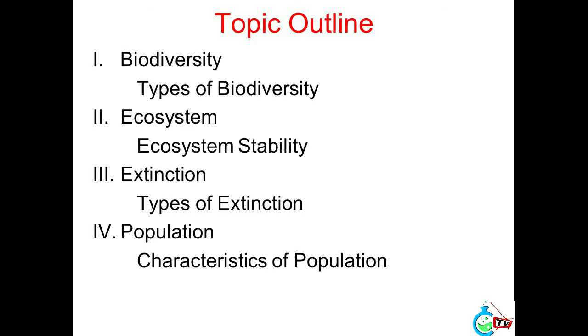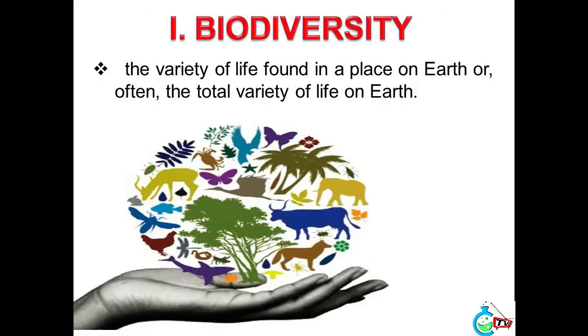Topic outline: Biodiversity, Ecosystem, Extinction. Characteristics of population. 1. Biodiversity. The variety of life found in a place on Earth, or, often, the total variety of life on Earth.